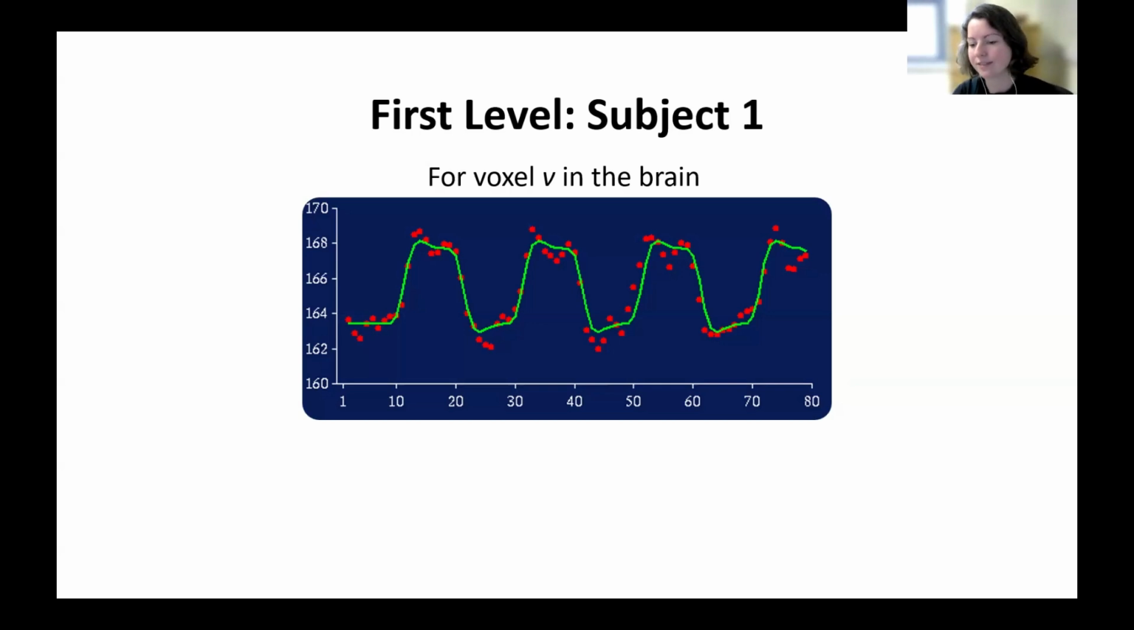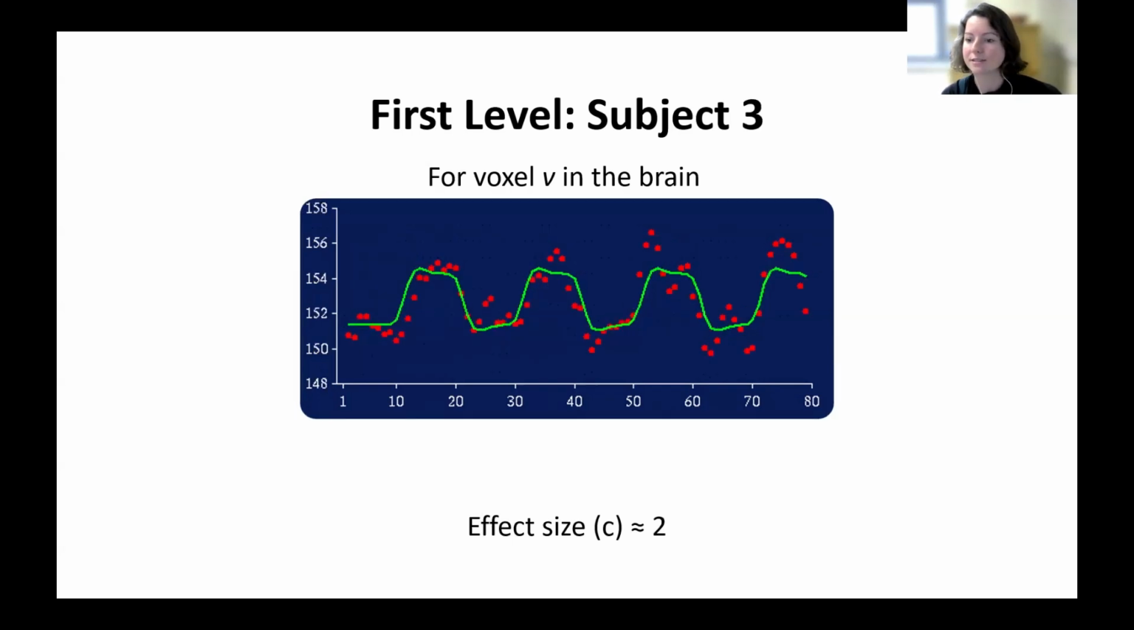Now we can calculate the effect size for this specific voxel and for this participant by looking at the difference between the rest period and the stimulation period. And in this case, that would be 4. So for this participant, for this specific effect, the effect size is 4.